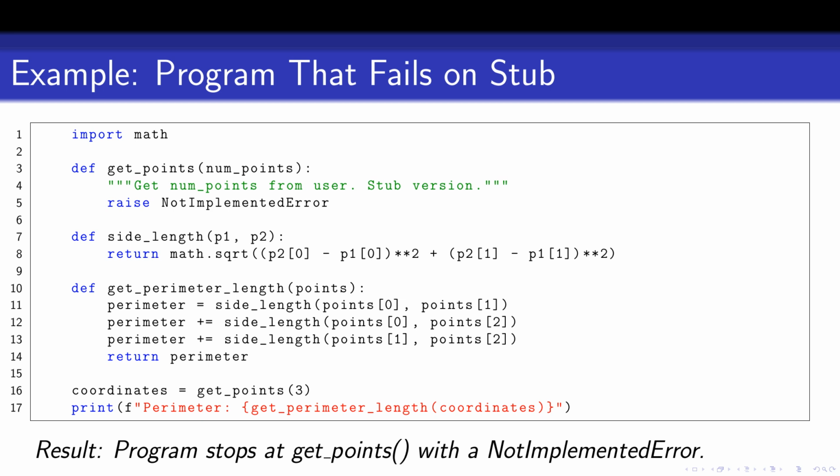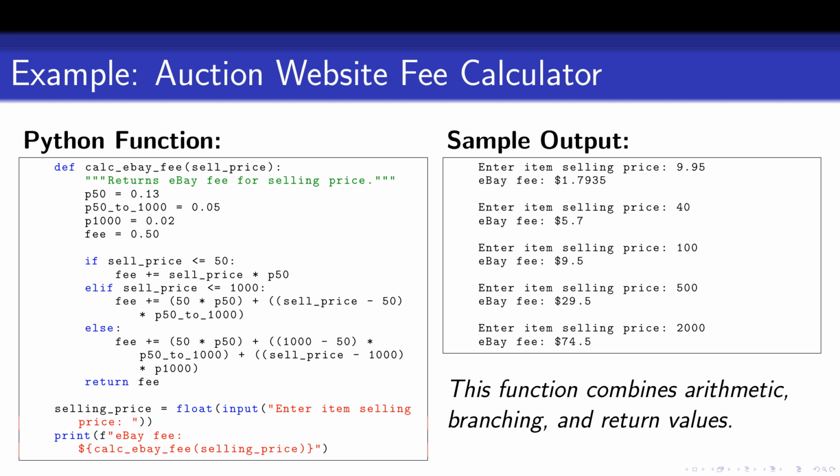This pattern is effective for enforcing development discipline and catching missing functionality during early testing. This practical example combines multiple function concepts in one real-world application, calculating eBay listing fees. The function calc eBay fee calculates the total fee based on tiered percentage rates.